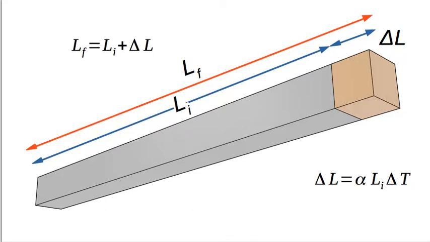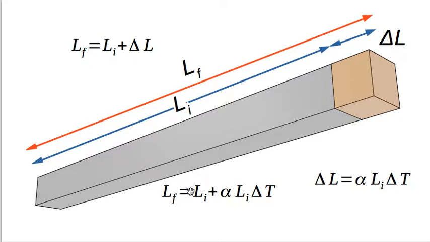And the final length is going to be given as you see graphically here. It's the Li plus the delta L. That's why you have this equation. And we know that delta L is this, so we can put together these two equations in order to get the final length depending on the coefficient of thermal expansion, and all of these things. We can put these two equations together and we get this.